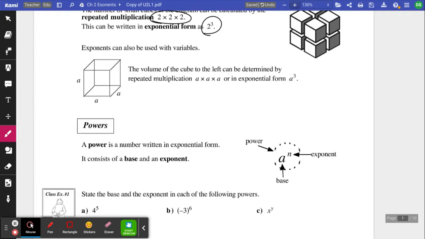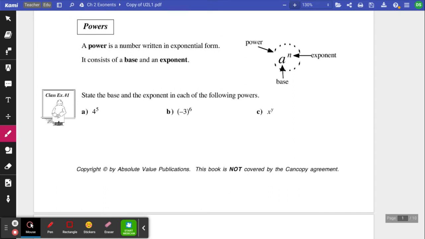Okay, they can also be used with variables, so don't be afraid of letters. If I talked about the volume of this box, and I said the side lengths of it are A, instead of writing A times A times A, we could write A to the 3rd power. You on it? Moving on? Okay, good. So just a little bit of lingo or some words to learn.